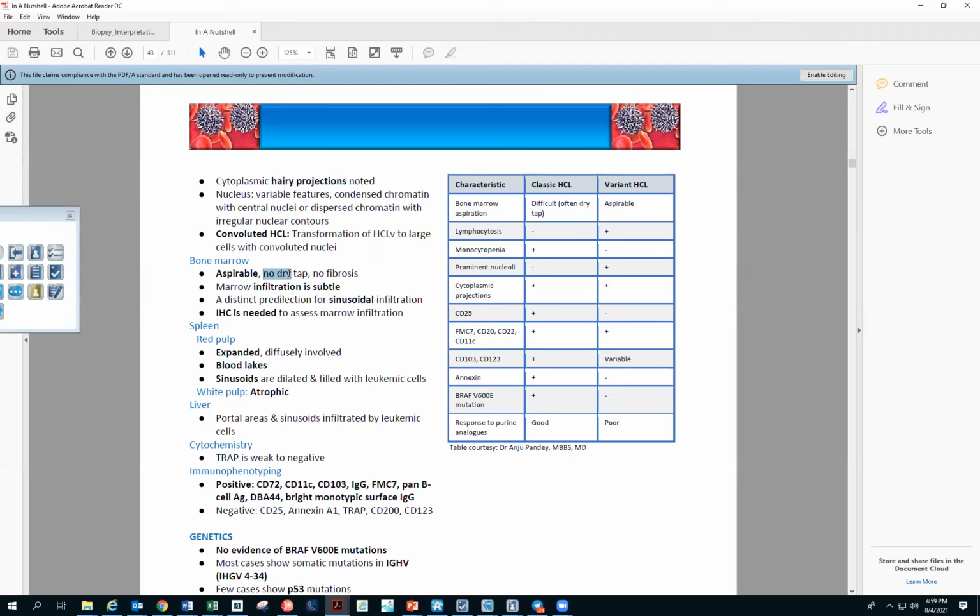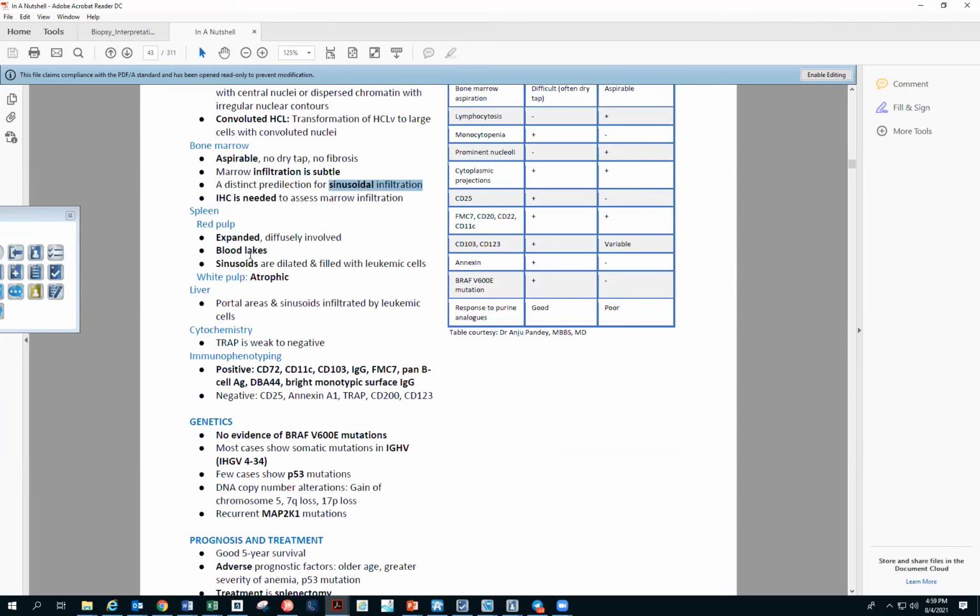And then there is no dry tap on this one. It is aspirable and infiltration will be more subtle on this one. This is more of a distinct predilection to sinusoidal infiltration, and IHC will be needed. Okay. And then red pulp is expanded, blood lake sinusoid. So all of these are similar to the hairy cell, as was mentioned.